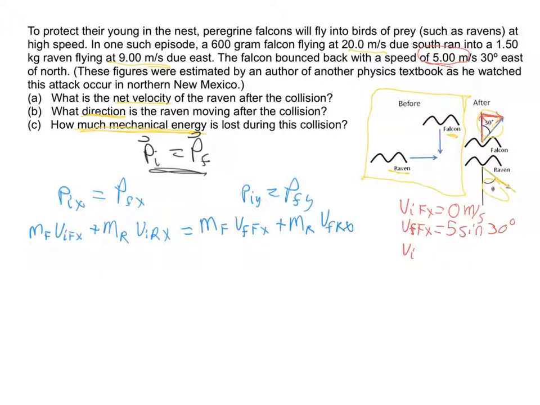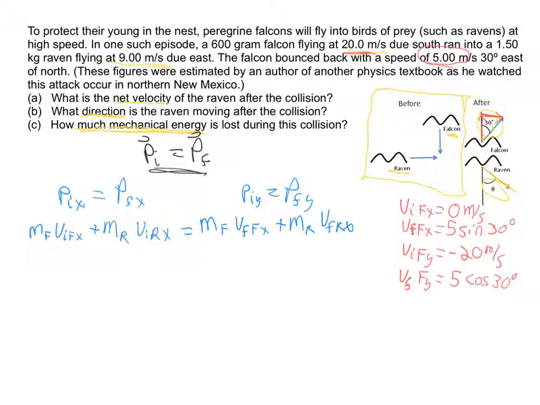The initial velocity of the falcon in the y direction, well, it's straight down at, let's see, 20 meters per second, so that'd be negative 20 meters per second. And the final velocity of the falcon in the y direction, well, he's going positive, so 5 times the cosine of that angle, 30 degrees. All right, so that's just for the raven, or excuse me, the falcon.